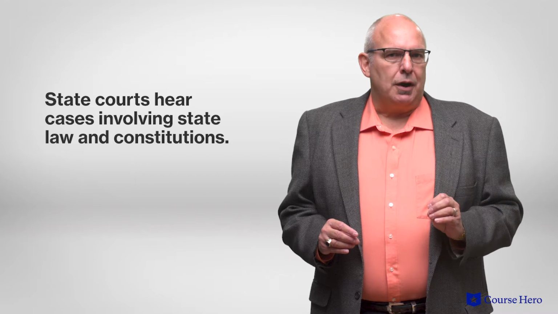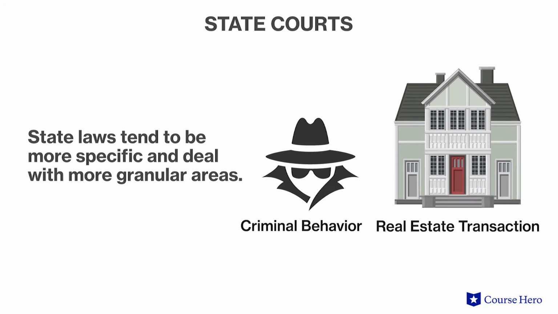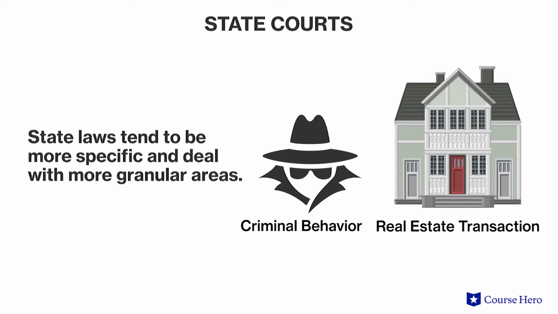State courts, for their part, hear cases involving state law and state constitutions. Like the federal courts, the state courts are also organized in a bottom-up structure. State courts focus on state laws, which tend to be much more specific and deal with more granular areas such as real estate transactions and many types of criminal behavior. State appellate and Supreme Courts play a similar role as their federal counterparts, but base their decisions on state constitutions and laws.